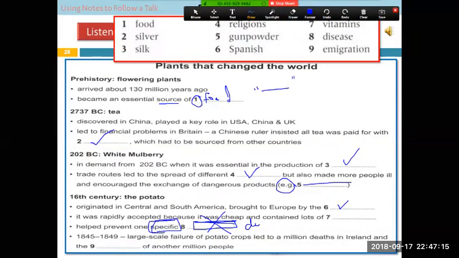Okay. So in number 9, emigration. Just check your spelling, because many people somehow write I with immigration. The last one. Okay, so it's emigration actually, E-M-I.